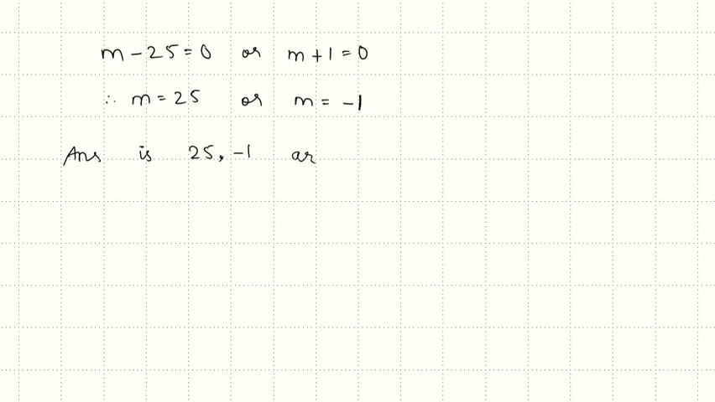Therefore, m minus 25 is equal to 0, or m plus 1 is equal to 0. So m is equal to 25, or else m is equal to minus 1. Hence the answer is 25 and minus 1 are the roots of the given quadratic equation.